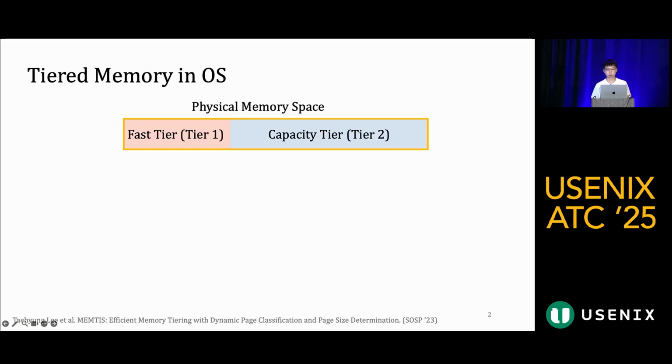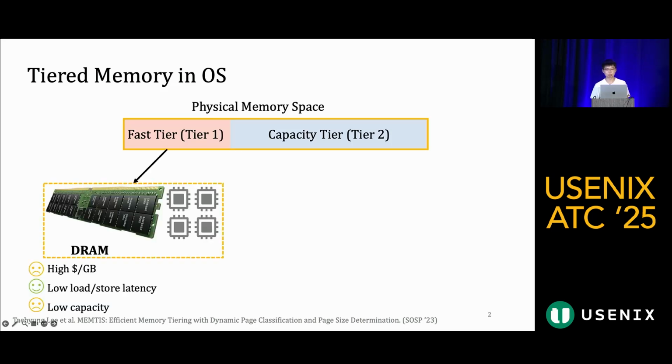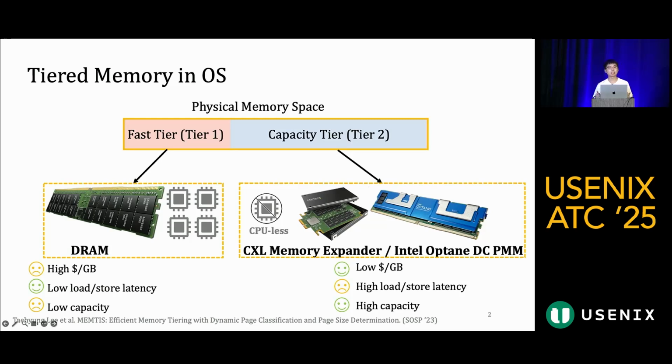It typically employs a two-level memory with a fast, expensive tier and a slow, cost-effective tier. The fast tier, like DRAM, is directly attached to the CPU, offering low latency and high bandwidth, but is costly and limited in capacity. In contrast, the capacity tier, such as CXL memory or Intel Optane persistent memory, is CPU-less. It offers large capacity at a lower cost, but with higher latency and lower throughput.